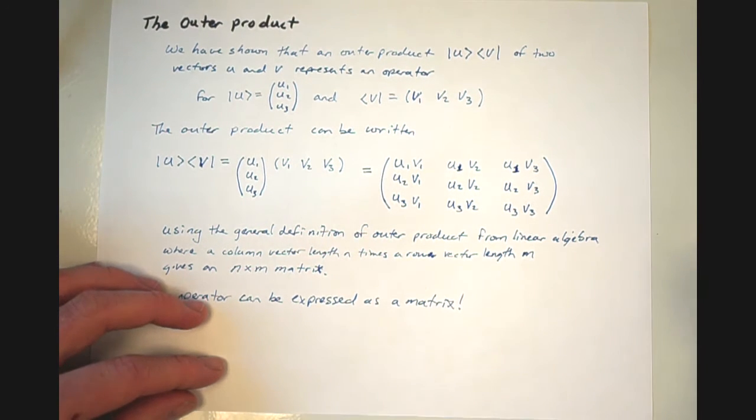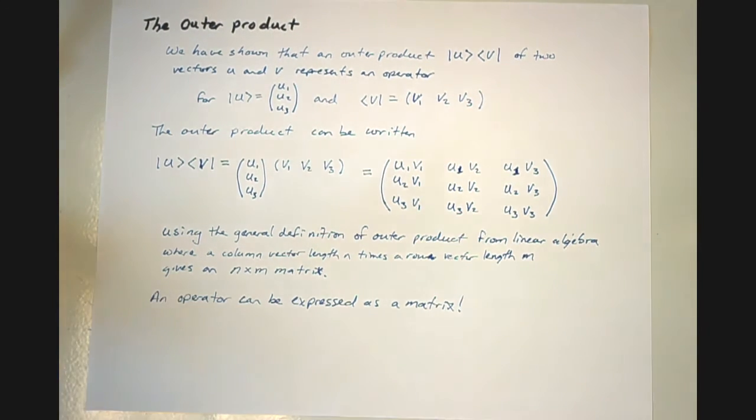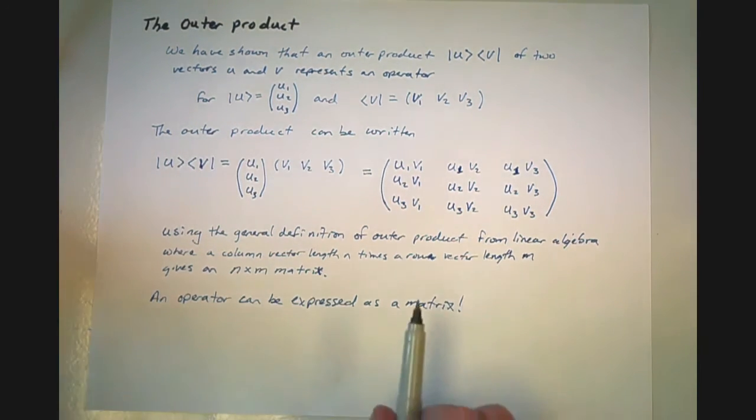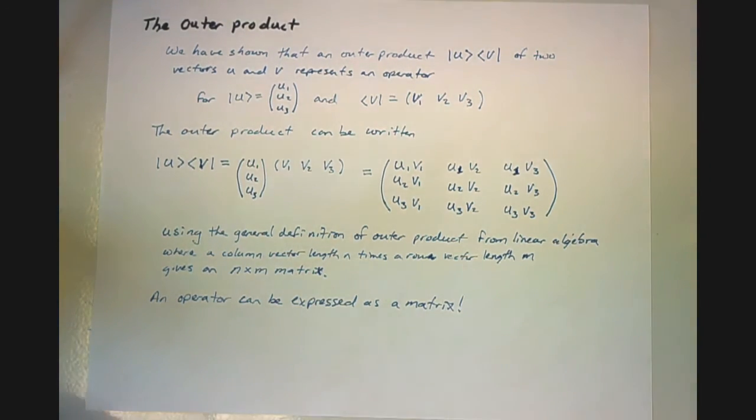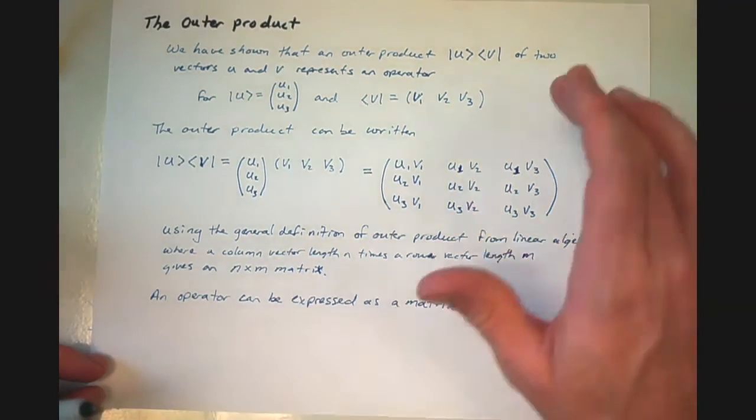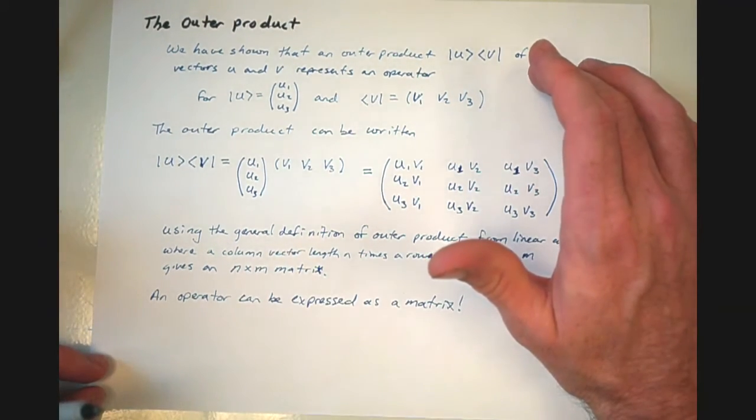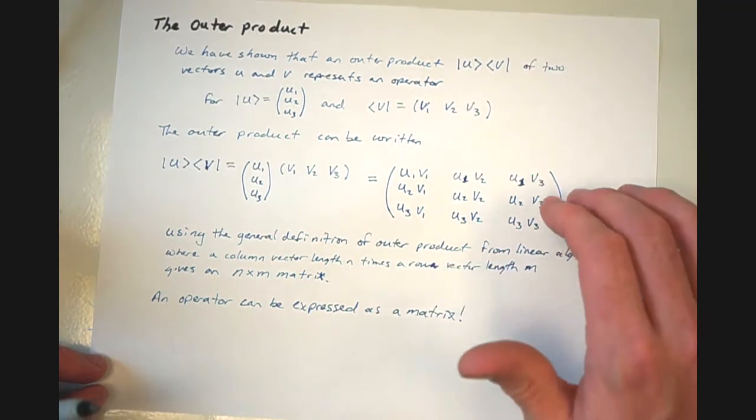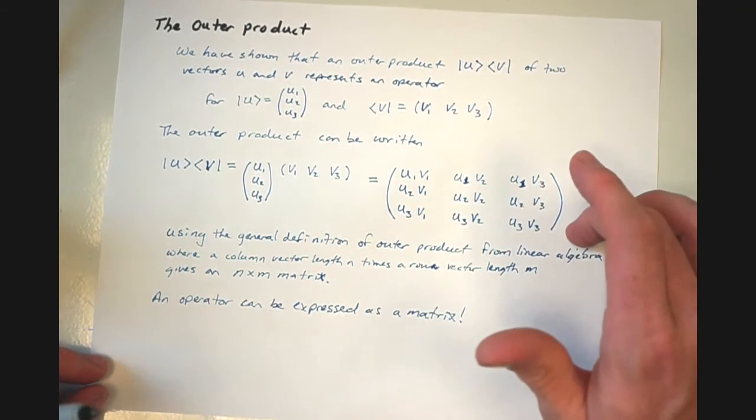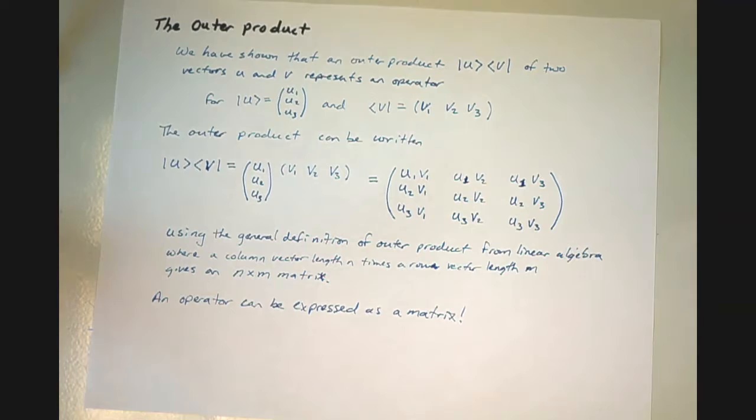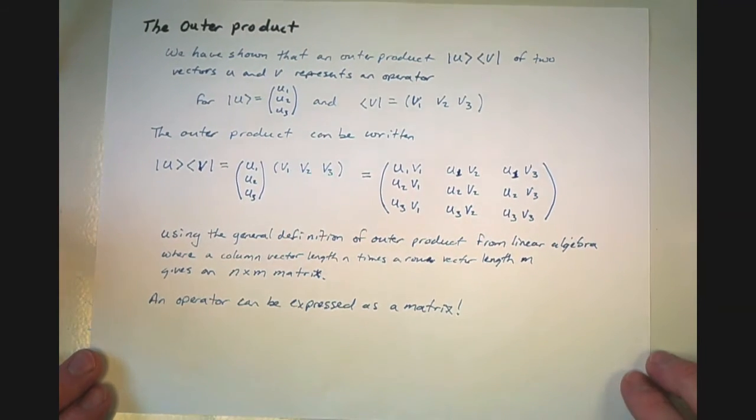And in general, using a general definition of an outer product from linear algebra, where we have a column vector of length, more generally n, times a row vector of length m, this gives us an n by m matrix. So if an outer product is a matrix and it is an operator, then an operator can be expressed as a matrix.